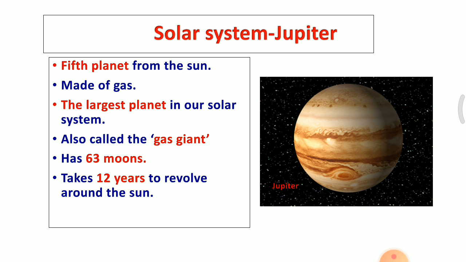So the fifth planet from the sun is Jupiter. It is made up of gas. The largest planet in the solar system is Jupiter. It is also called the gas giant. It has 63 moons. It takes 12 years to complete one revolution.